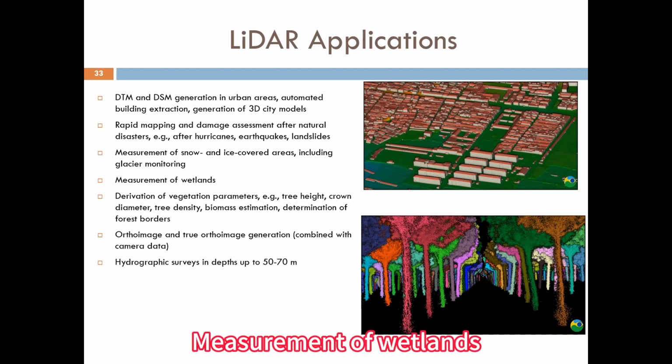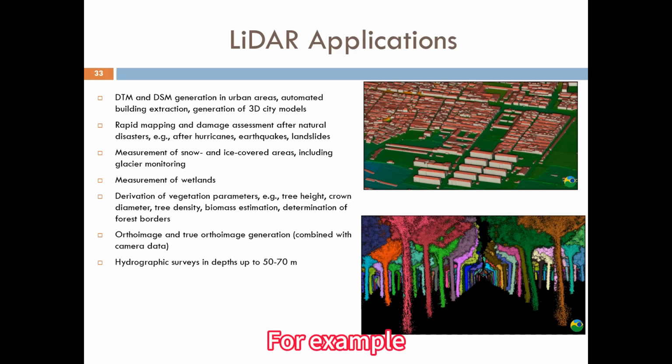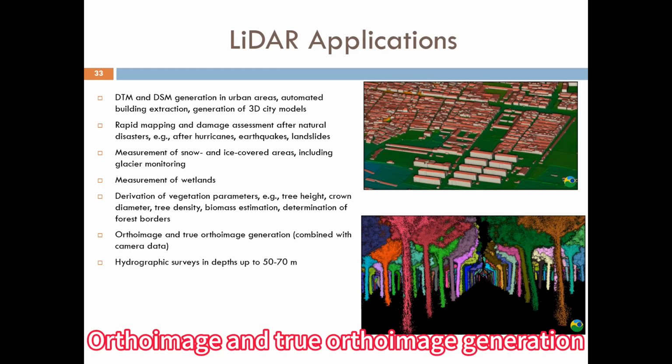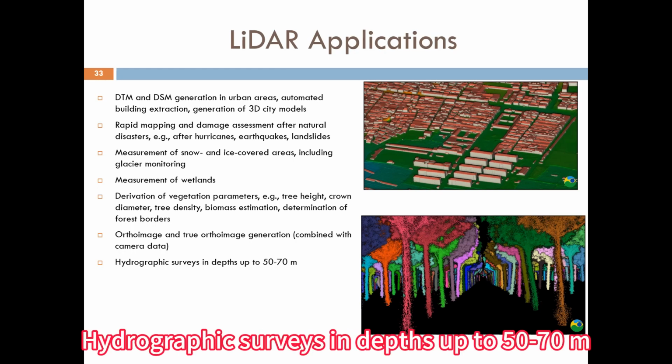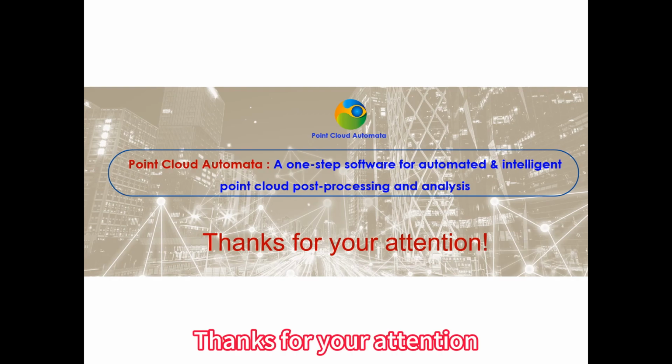Measurement of wetlands. Derivation of vegetation parameters, for example, tree height, crown diameter, tree density, biomass estimation, determination of forest borders. Orthoimage and true orthoimage generation. Hydrographic surveys in depths up to 50 to 70 meters. That's all. Thanks for your attention.